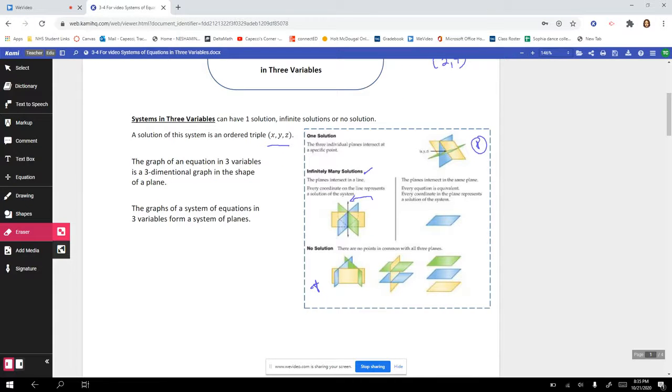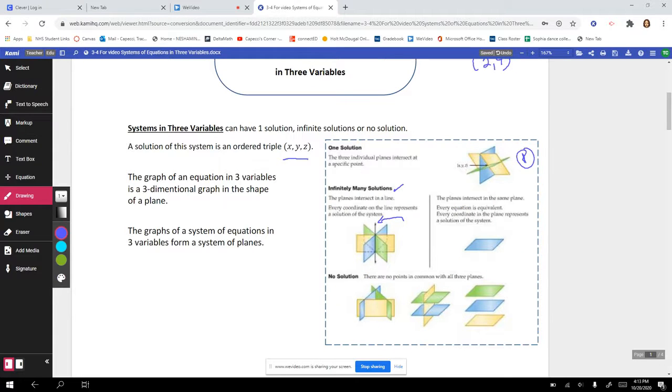Another way we can have infinitely many solutions is if the planes were all lying on top of one another. Similar to when we work with lines, if we had one line and then another line right on top, we would say the number of times they touched would be infinite. So that would be infinitely many solutions. The same thing holds true with planes. If I had all three planes on top of each other, they would touch each other infinitely many times.